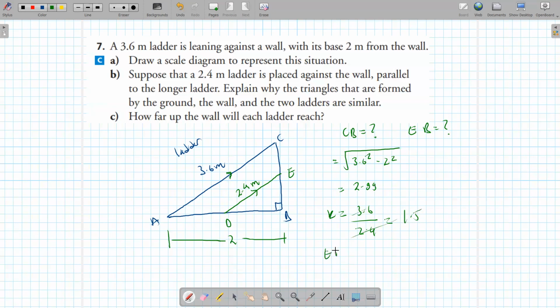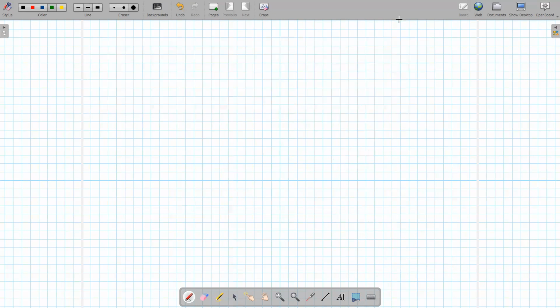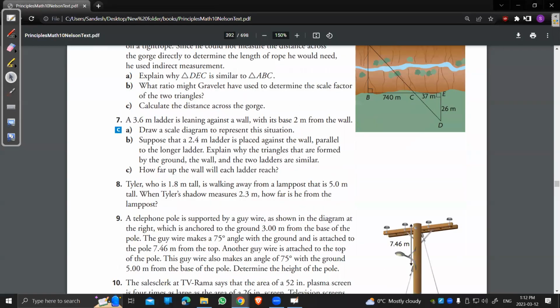Therefore, EB times the scale factor gives you CB. Smaller guy times the scale factor gives you the bigger guy. Therefore, EB is going to be CB 2.99 divided by 1.5. It's going to be approximately 2, because this is 3, right? 3 over 1.5 is 2. And you're done. Cool? Similar triangles, not very difficult.